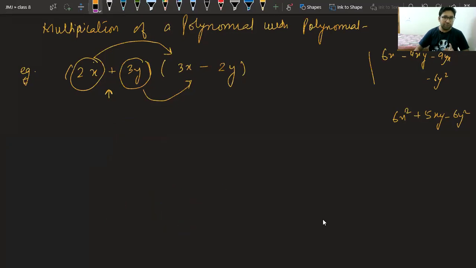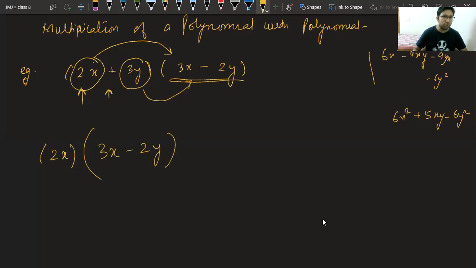To multiply such terms, we just need to understand how to distribute. So first we will take this 2x. Then we make a bracket because this 2x multiplies with the complete second bracket, that is 3x minus 2y. Then we have a plus sign, 3y into the complete bracket.